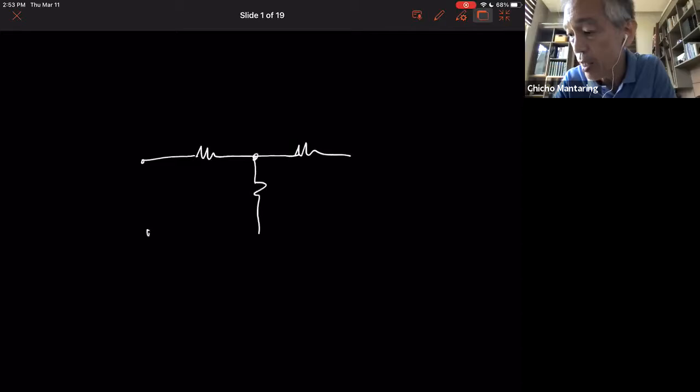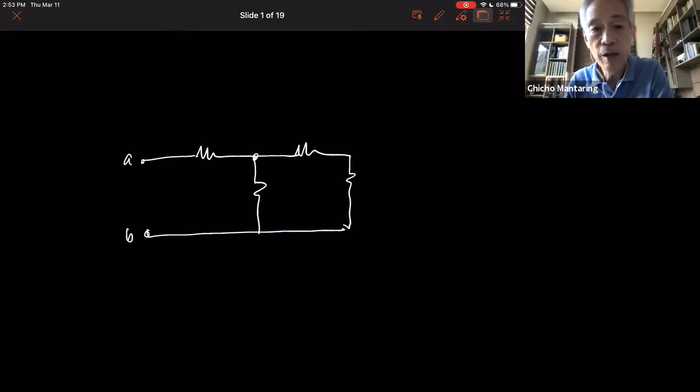Let's say this circuit, A, B. Okay, obviously, these two are in series. And then these two in series are in parallel with this. And finally, the equivalent circuit of this is in series with this. No? Now, what will happen if I put another resistor here?